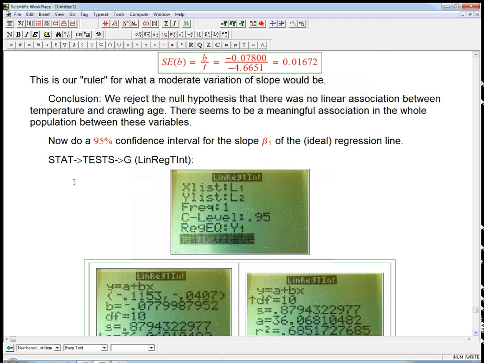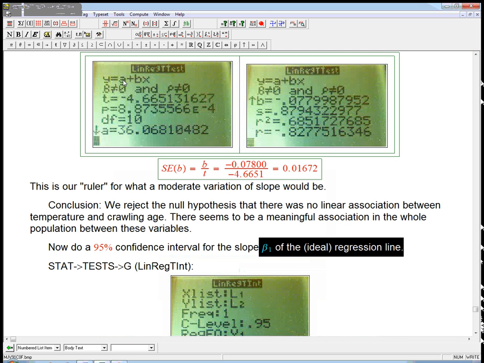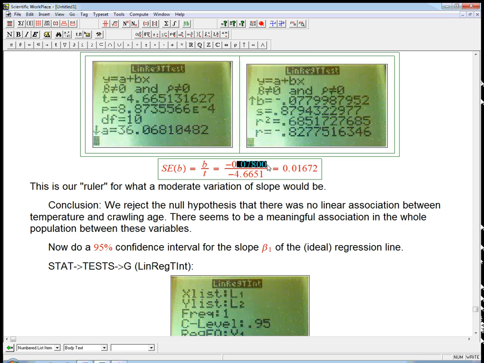Okay, so in the next part, it's pretty quick. Let's just do the 95% confidence interval for the slope. We can get a little bit more precise about that. We'd love to have the slope of the ideal regression line. We're never going to get it. That's beta 1. We do have B1, or what the calculator just calls B. And we'd like to get an idea of, with this B value at minus 0.078, could we put a plus or minus on that? We think that you get about 0.08 weeks per degree. 0.08 plus or minus what? What's a good confidence interval?